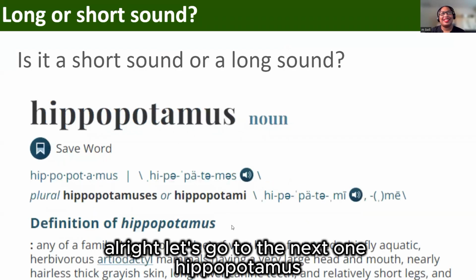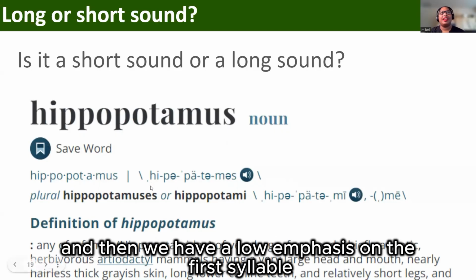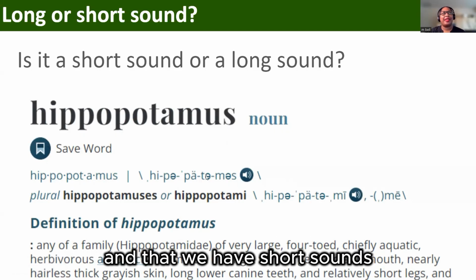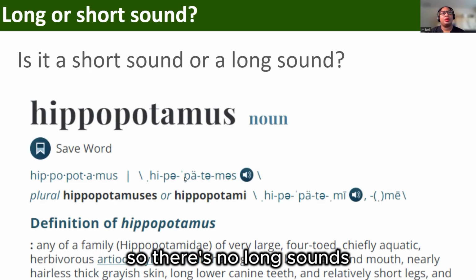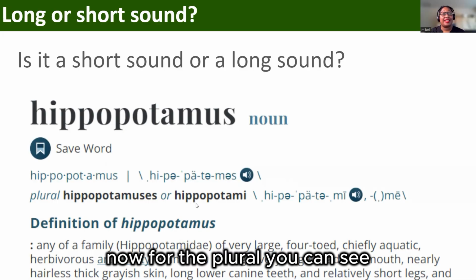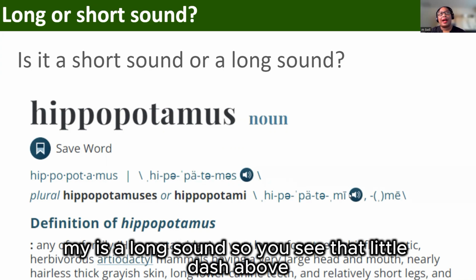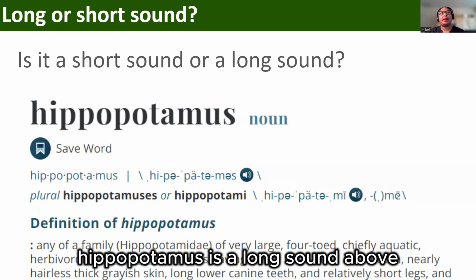All right, let's go to the next one. Hippopotamus. We see that our emphasis is on the third syllable, and we have a low emphasis on the first syllable, and we have short sounds. So there are no long sounds. Now, for the plural, you can see in hippopotami, the mi is a long sound. You see that little dash above. Hippopotamus has no long sound above.